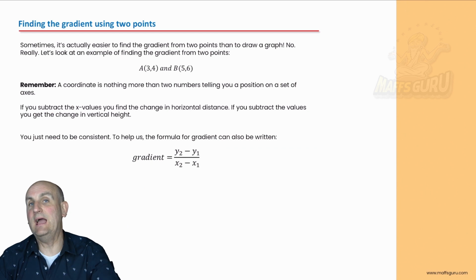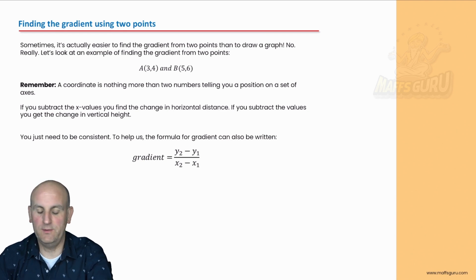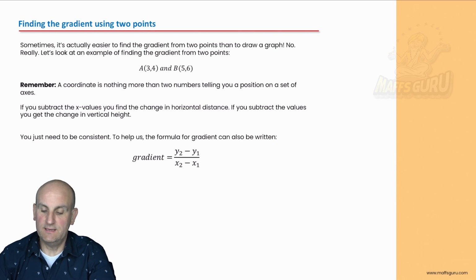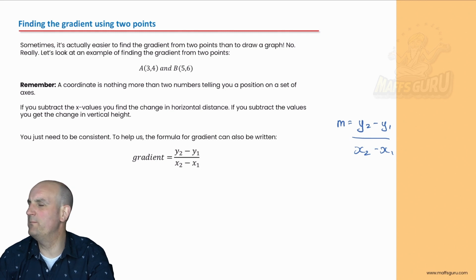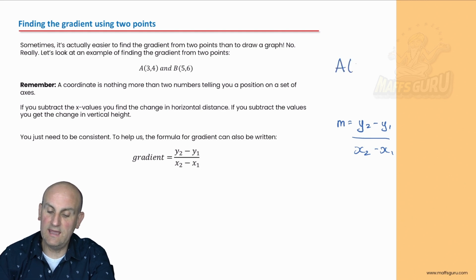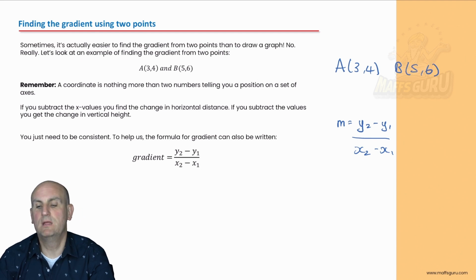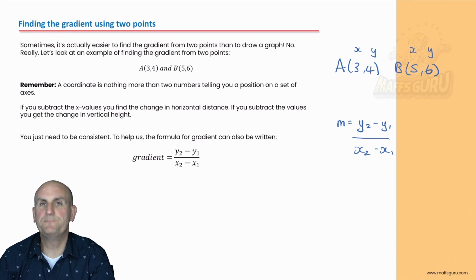Now, you can find the gradient using 2 points. I'm not really supposed to show you this formula for a while. So if you want to, I'll go on then, I'll do it. Another way of thinking about this is that my gradient, m, is y2 minus y1 divided by x2 minus x1. What on earth does that mean? What's this y2 minus y1 business? Well, it's funny you should ask that. Because I have coordinates here, A of 3, 4, and B as 5, 6. Well, we know that's an x coordinate and a y coordinate, and that's an x coordinate and a y coordinate.